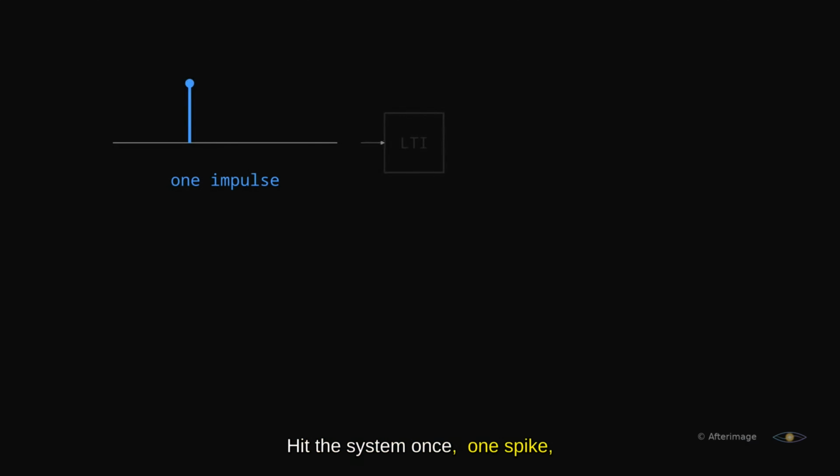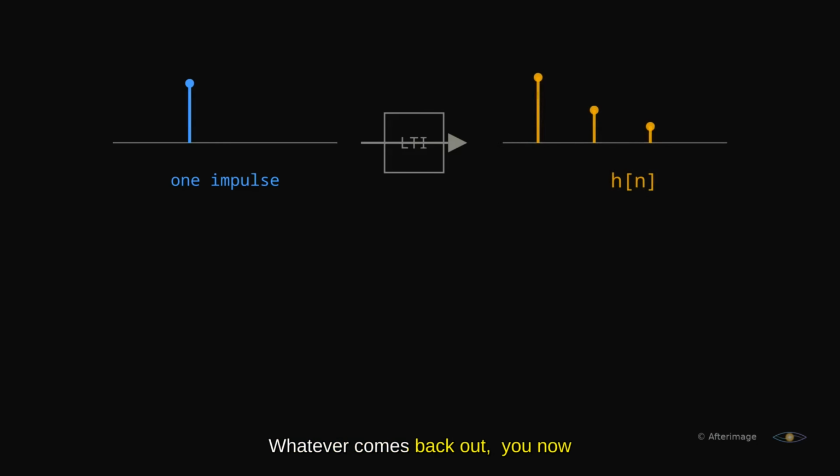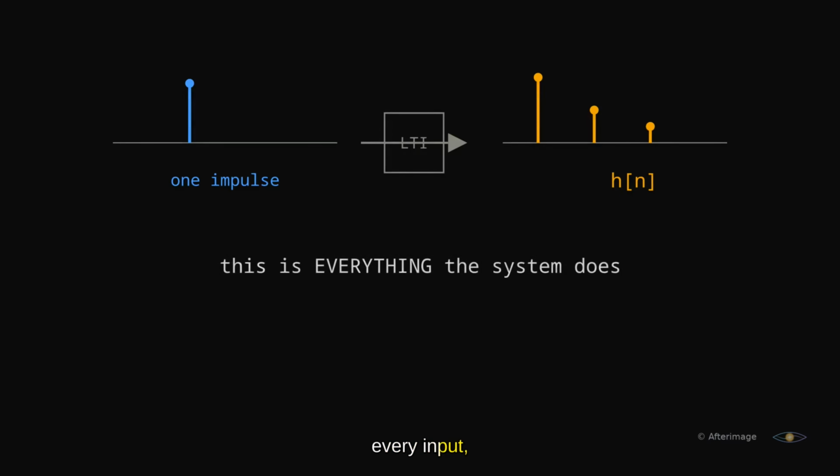Hit the system once, one spike, one instant, then nothing. Whatever comes back out, you now know everything that system will ever do. Every input, every signal, forever. From one single experiment. That's not an exaggeration, and the operation that cashes it in is convolution.